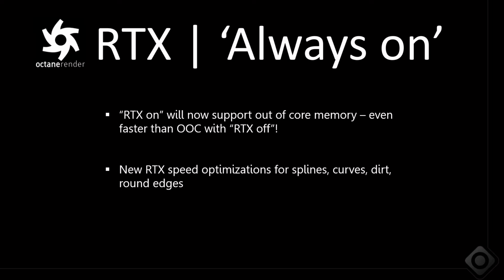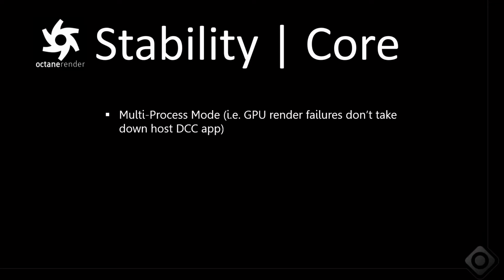We're also adding optimizations for things that are not triangle meshes. That'll be much faster rendering for splines, curves, dirt, shaders, rounded edges as well. And another improvement that's coming in 2020.2 is lower memory for RTX. In general, we also want to work on lower memory in the non-RTX parts of the render as well.